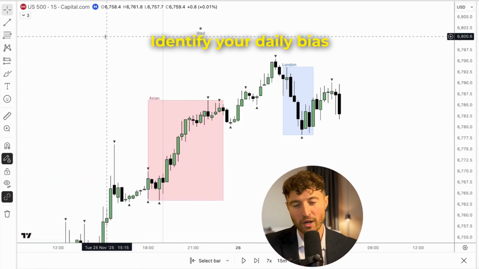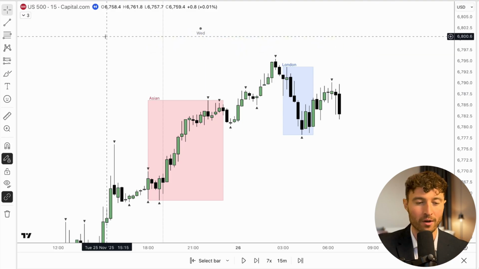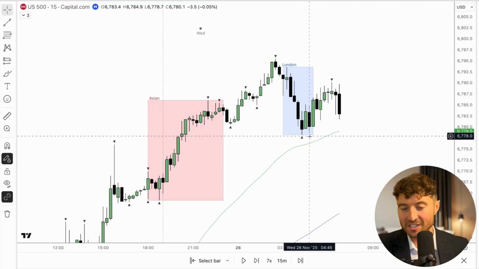Okay, so the first thing of the trade plan is, what is my daily directional bias? Am I bullish? Am I bearish? Do I have no bias? What am I actually looking for in this market? And I have a very mechanical and very systematic way of doing this.